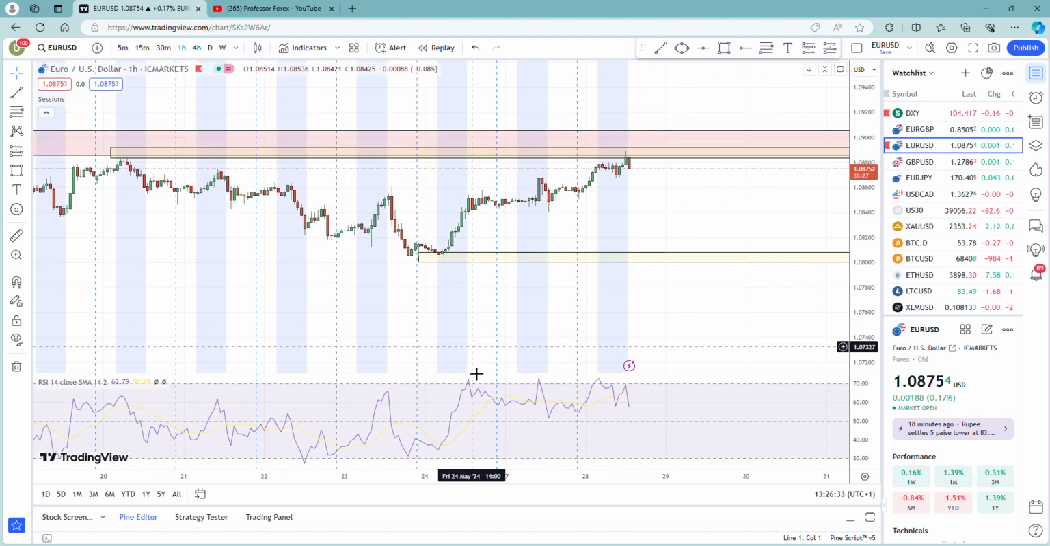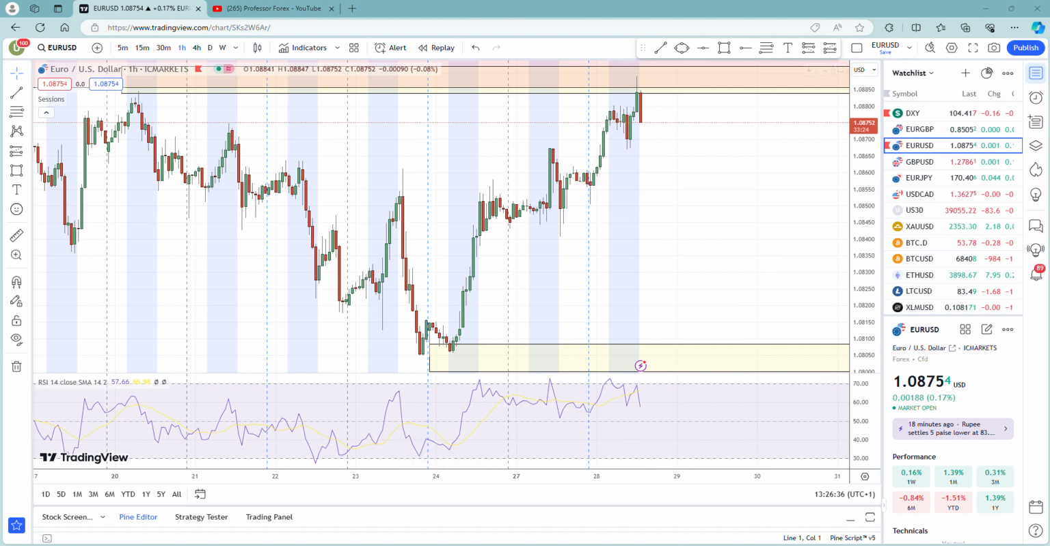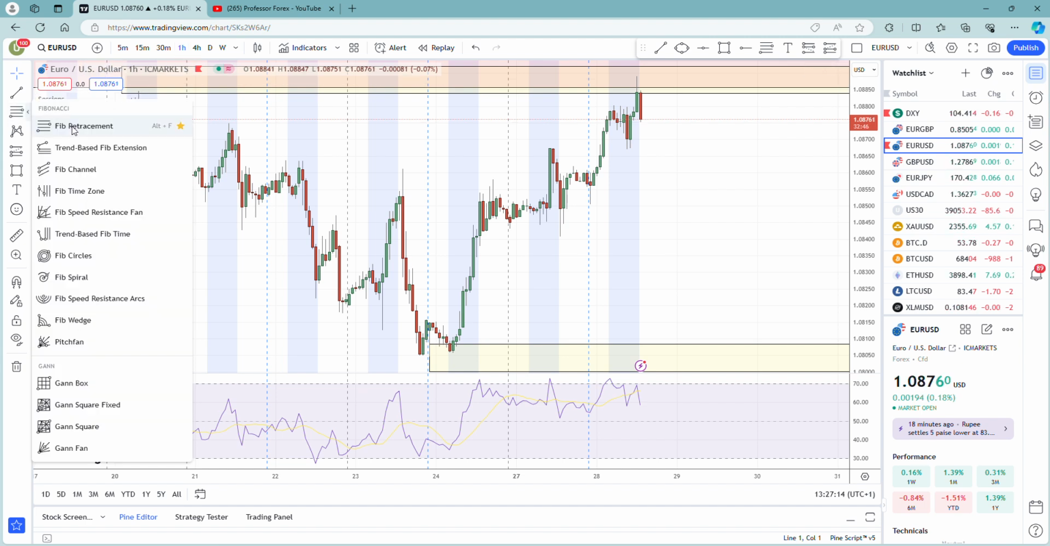Once you've done that, you want to go into the H1 time frame, and you want to use your Fibonacci retracement tool. Sorry guys, I've just got a bit of lag on my computer here. I'm just waiting for it to load. Okay, so H1, Fibonacci retracement tool.